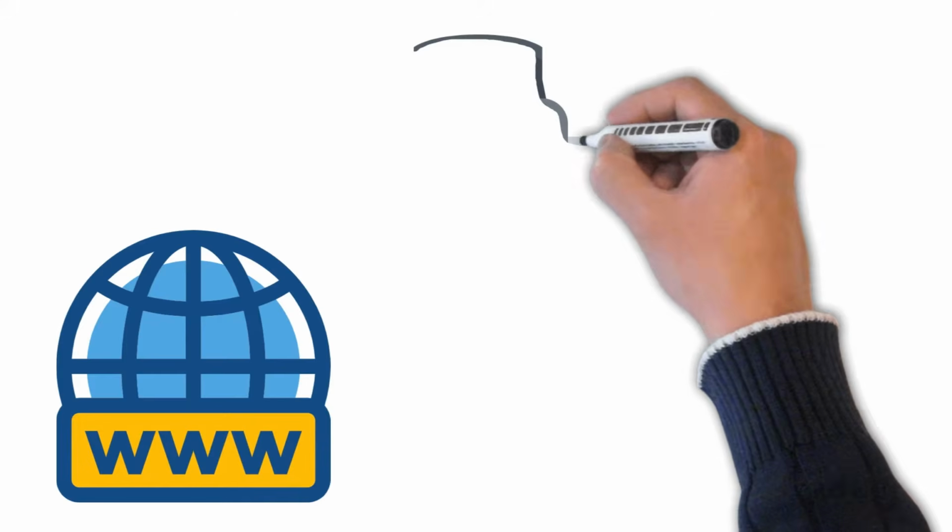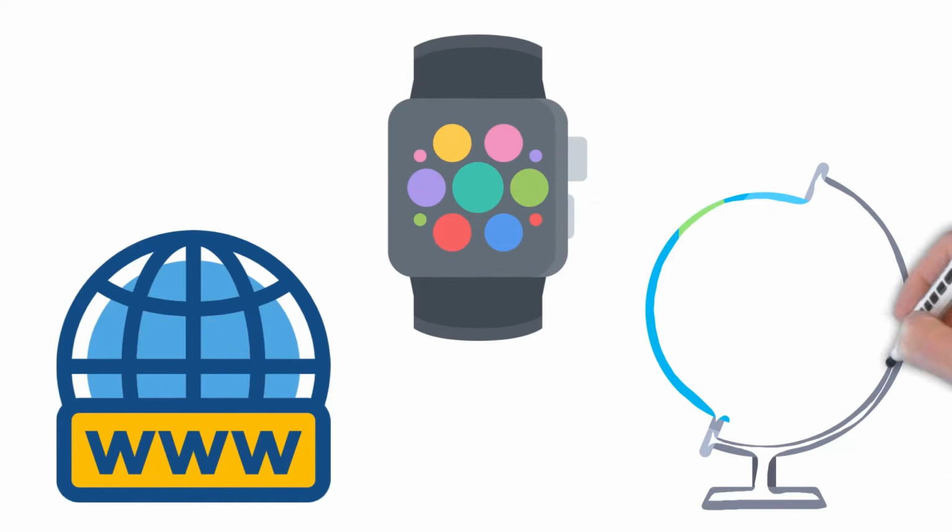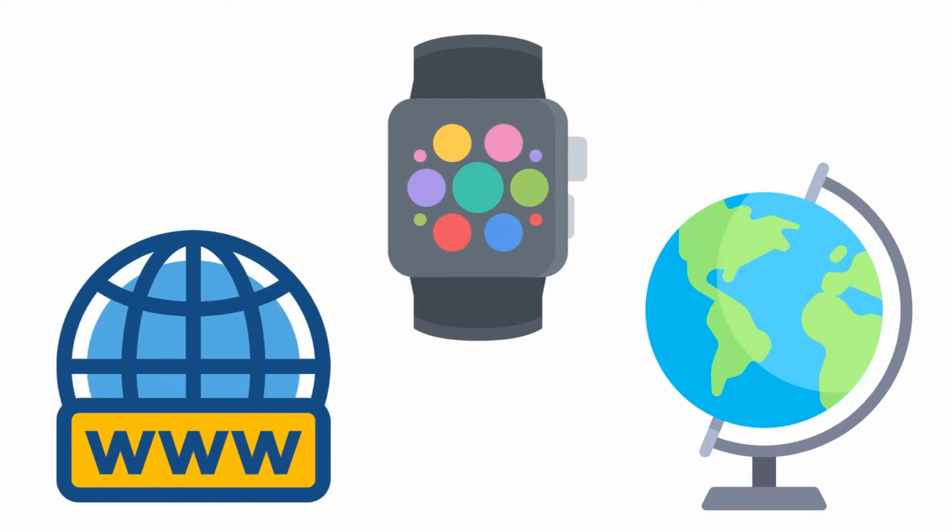Have you ever thought about how your devices connect to each other or even to the internet? From your smartwatch syncing with your phone to global communication across continents, different types of networks make it all possible.